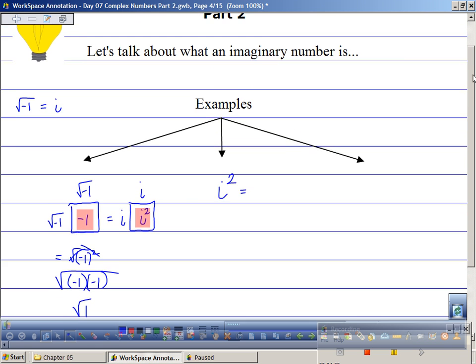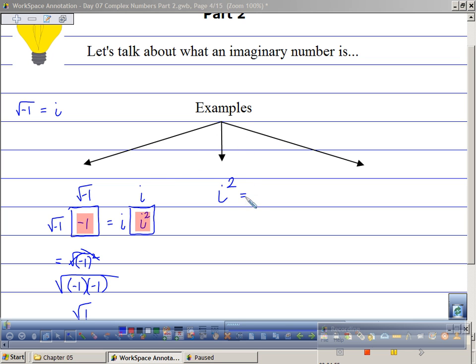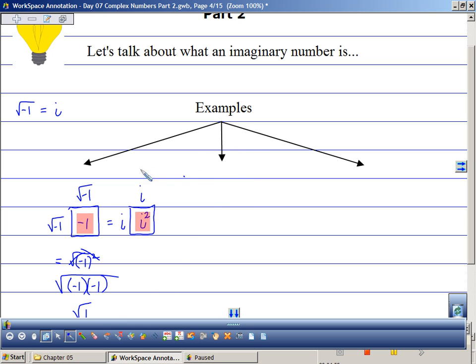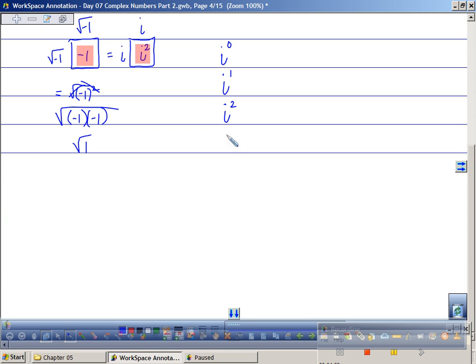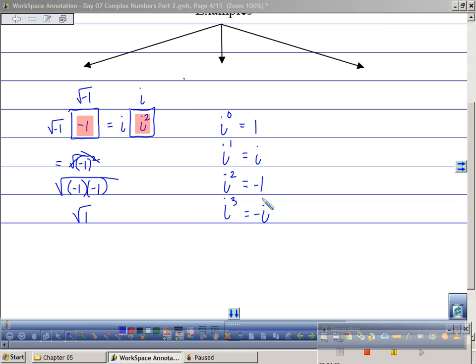So we have this representation, and then we have the fact that I showed you the pattern. So i to the 0 is 1. This is i. This is -1. And this is -i.